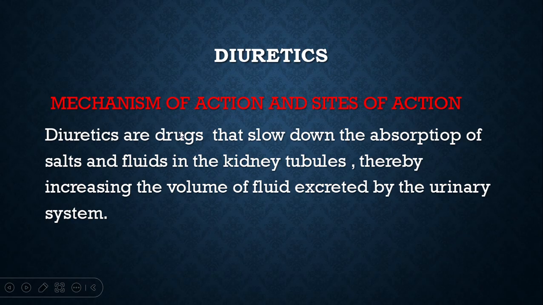Diuretics are drugs that slow down the absorption of salt and fluid in the kidney tubules, thereby increasing the volume of fluid excreted by the urinary system. So in simple terms, diuretics are drugs that slow down the absorption of salts and fluids. We know that absorption simply means bringing back the things into the system. In this case, we are talking about the salts, the electrolytes and fluids, bringing them back into the body. So let's continue with our discussion.